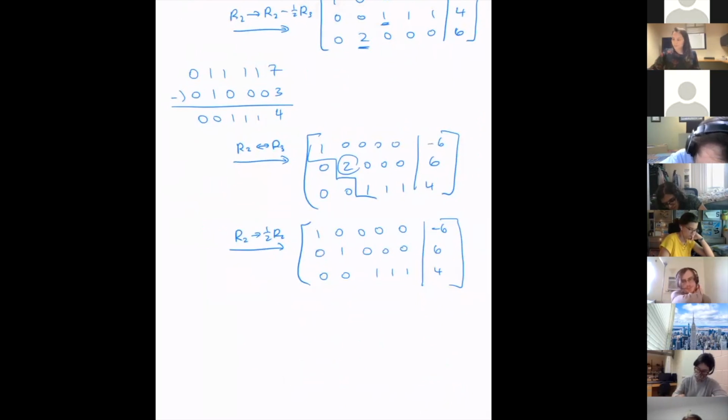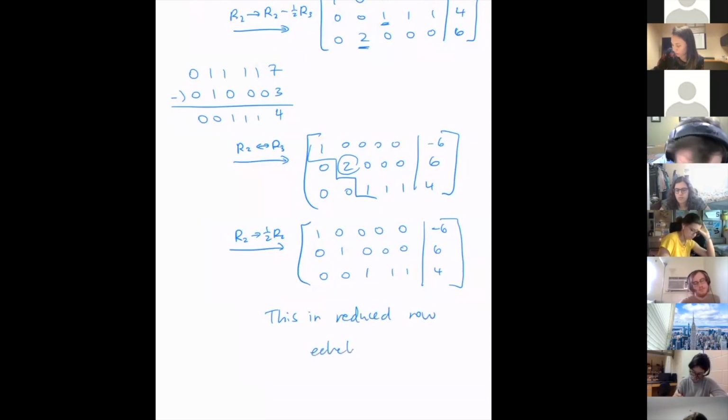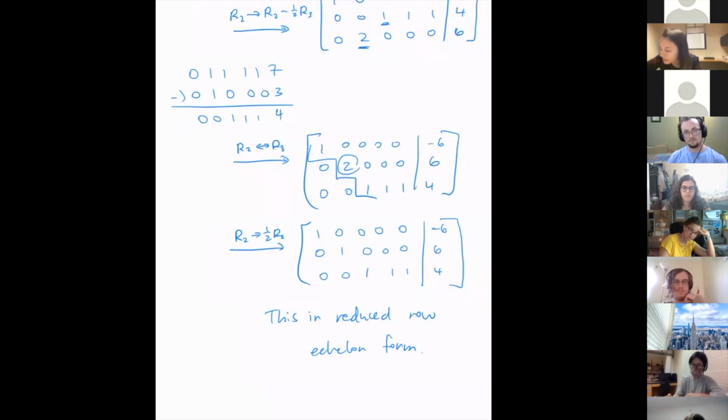Okay. My column's got a little crooked. So I think I'll leave it there. We can figure out what the solution is, but I'll talk about that next time. So we've gotten to this point. This is in reduced row echelon form, right? So I think the most important thing to practice is just these row operations and get used to doing those. Should the 6 be a 6? No, it should be a 3. Okay, thank you.